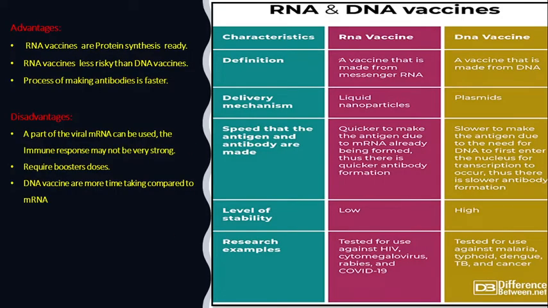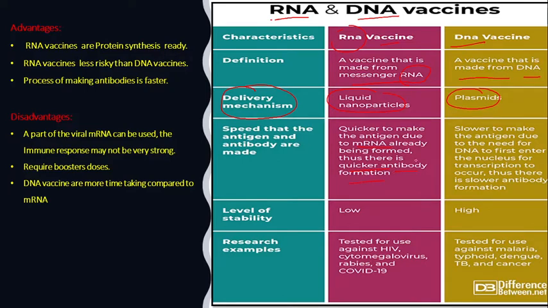So let us see what the differences are between mRNA and DNA based vaccines. As you know, RNA vaccines, or the mRNA vaccines, are made from the mRNA itself, and the DNA vaccine is made from a piece of DNA. Then there is how they are delivered. mRNA vaccines are delivered using lipid nanoparticles, whereas DNA based vaccines are delivered using plasmids. What is happening is that mRNA makes the protein, and the protein basically induces the antibody formation.